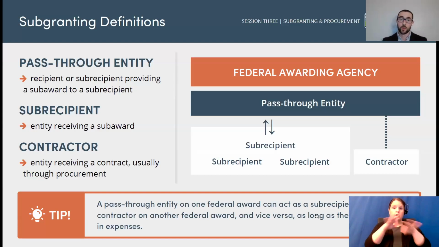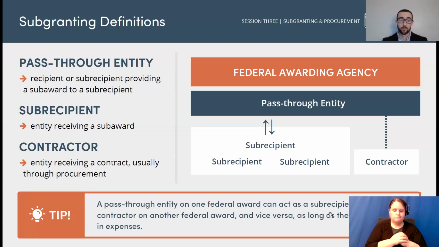A pass-through entity is a recipient or a subrecipient providing a subaward to a subrecipient. There can be multiple layers of subgranting occurring under a federal award, but if you are dispersing a subaward, you're a pass-through entity. A subrecipient is who's receiving the subaward. And then separately, there's a contractor, which is the entity receiving a contract, which is usually done in the form of procurement.